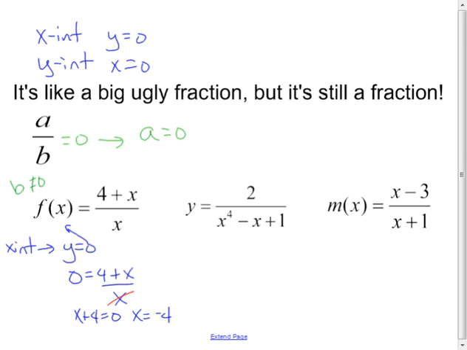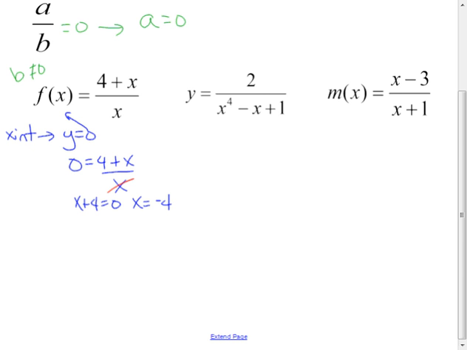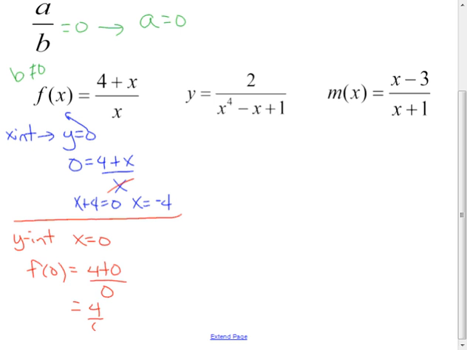Okay? So now, if I want to look at the y-intercept, it would mean that x equals 0. And x is the input, so I'd be plugging that in. So I'd be doing f at 0 here, using the notation given to me in the function. 4 plus 0 over 0 is 4 over 0, which is undefined. So, interestingly enough, this function has no y-intercept.